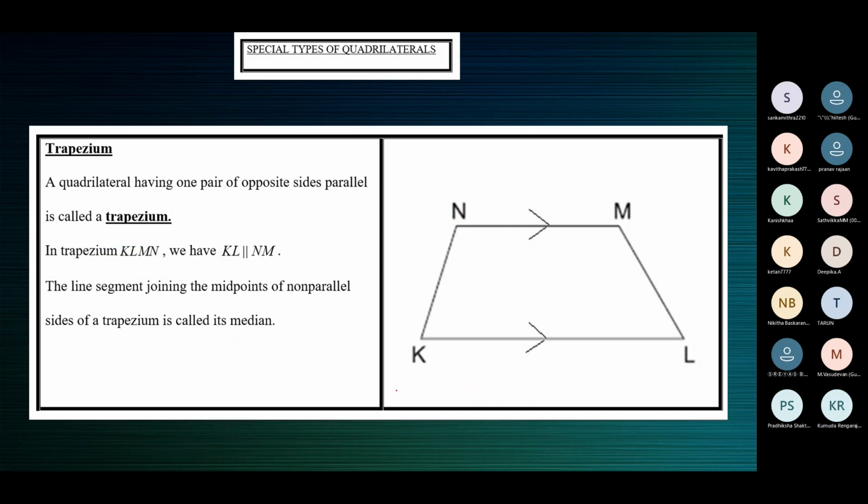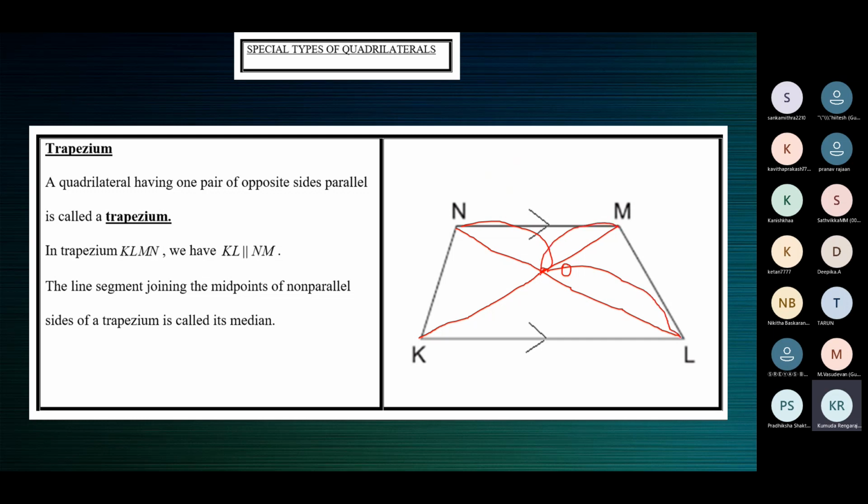So see here, when we draw the diagonals, NL is a diagonal. MK is a diagonal. Say they meet at O. So the diagonals NL and MK intersect at O. They don't bisect at O. Bisect means NO should be equal to OL. If NO is equal to OL, then that means bisecting.